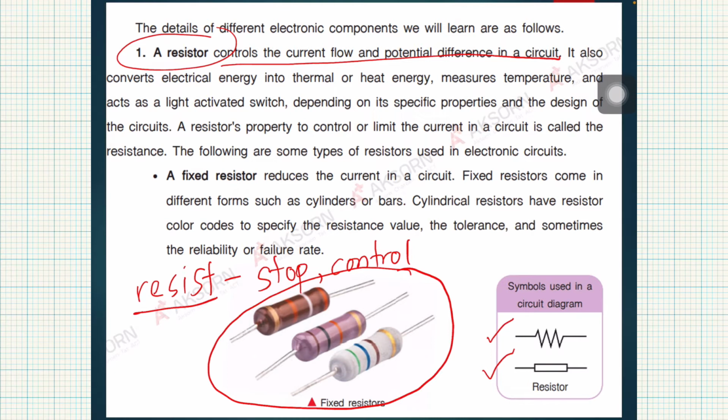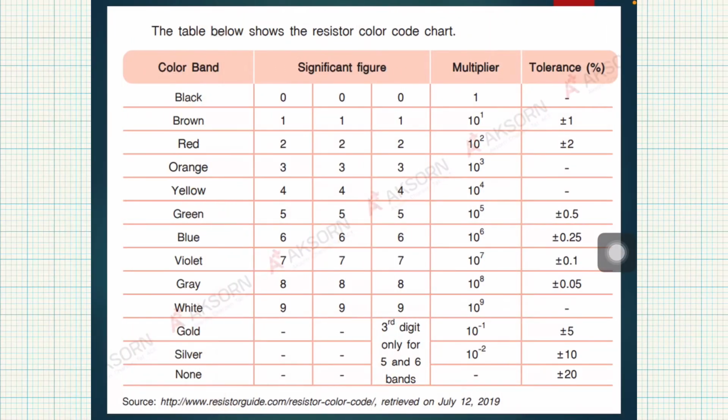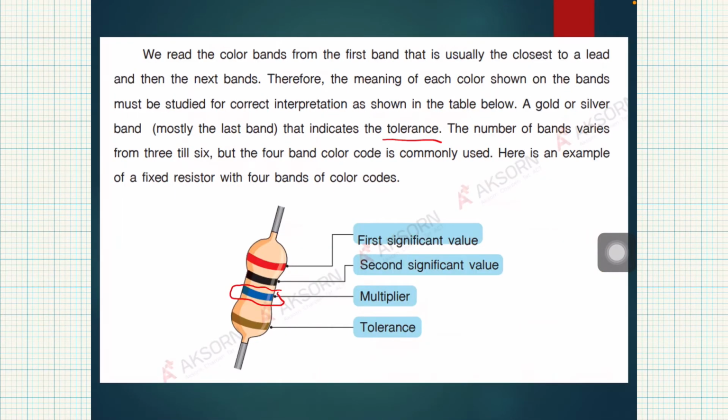So when we say fixed resistor, it reduces the current in a circuit. Fixed resistors come in different forms such as cylinders or bars. Cylindrical resistors have color codes to specify the resistance value, the tolerance, and sometimes the reliability or failure rate. Alright, let's move on. We read the color of the bands from the first band, that is usually the closest, and then to the next bands.